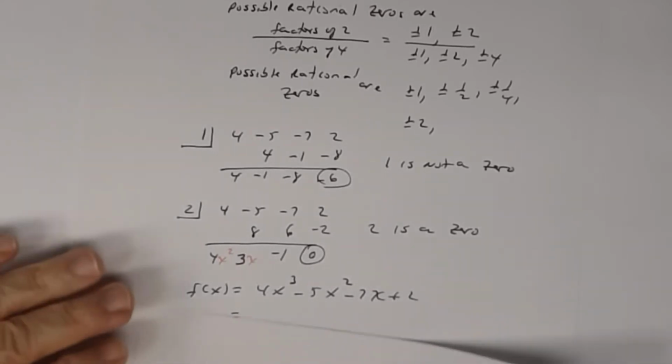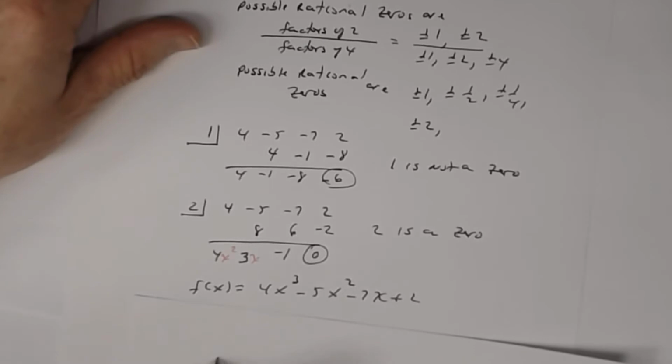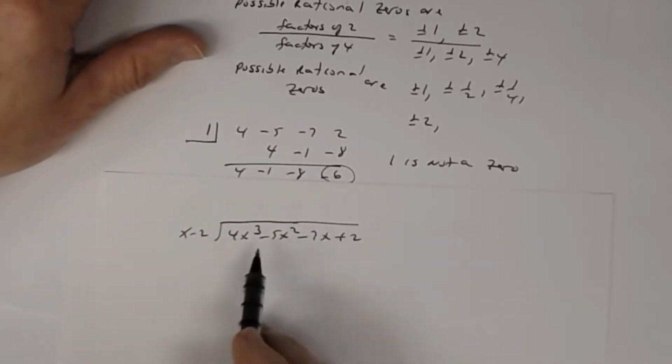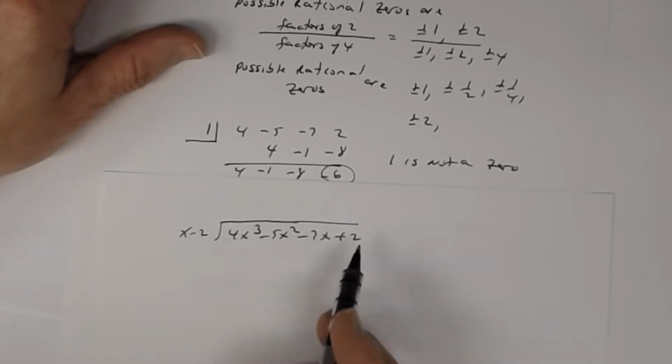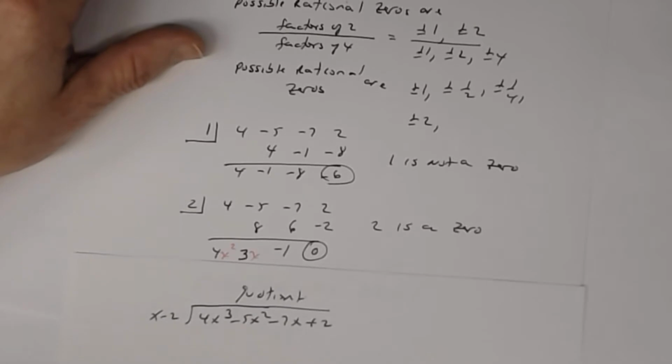I'm going to go ahead and write it over here. So remember, you tried x equal 2, so that means x minus 2 is your divisor. And then your dividend, remember, was 4x cubed minus 5x squared minus 7x plus 2, right? Oh, I'm sorry, right here. So x minus 2, and then 4x cubed minus 5x squared minus 7x plus 2. So this is your quotient, right?